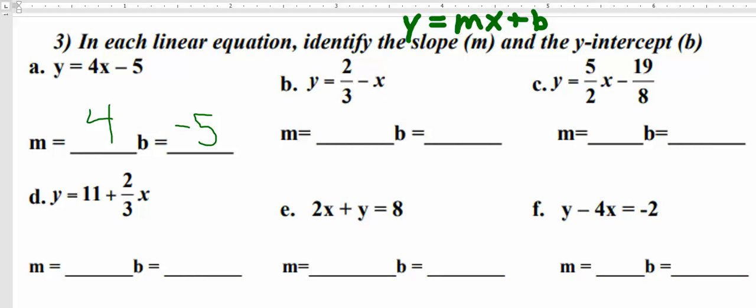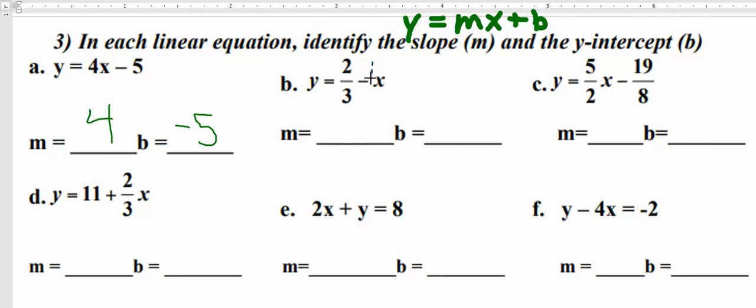Now on this next problem, we've got a little bit of a tricky situation. First off, they did not write it in mx plus b form. They've written it out of order to make sure you're paying attention. So good for them. So don't immediately just jump in, oh, the first thing I see, that's my slope. Nope. Whatever's with the x, whatever the coefficient on the x is.